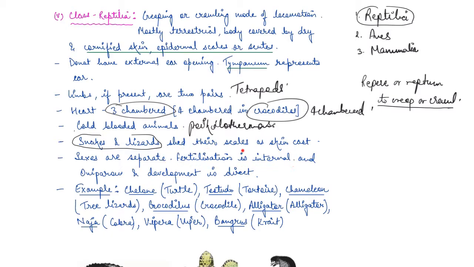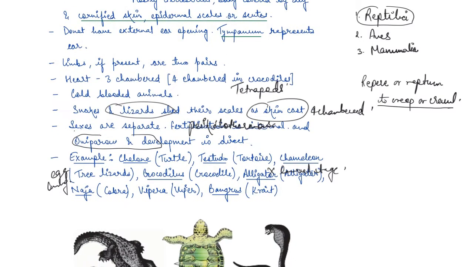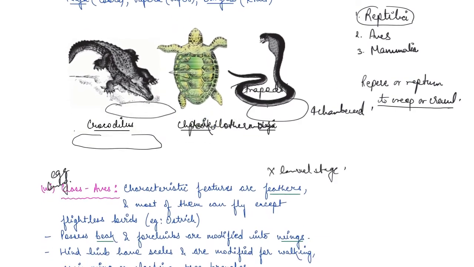Fertilization is inside the body. So fertilization is internal, and they are egg laying. They are oviparous. And there is no larval stage, so development is direct. Okay, so main examples are turtle, tortoise, crocodiles, then snakes and alligator. Okay, so these are all animals which are part of the class Reptilia.